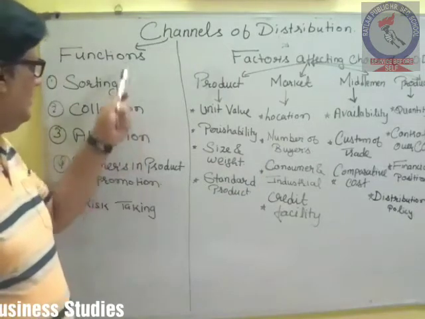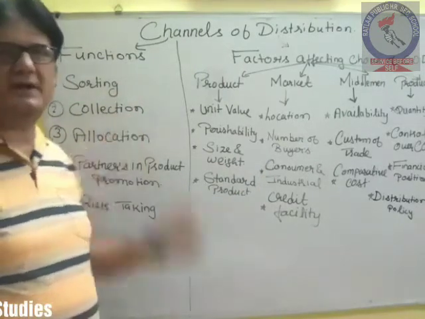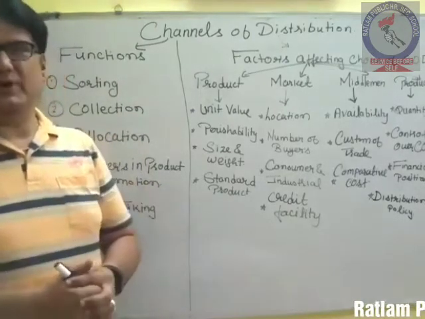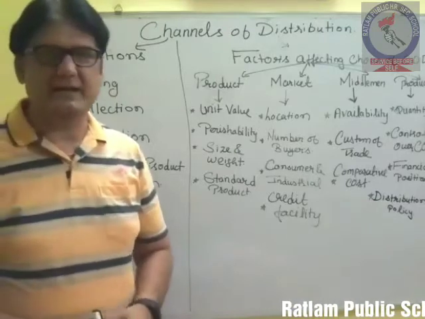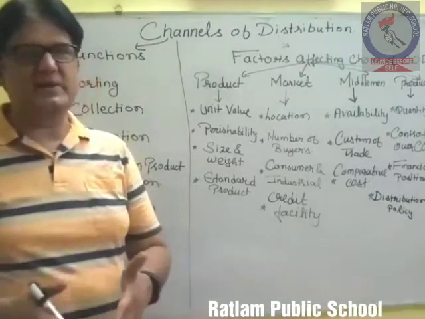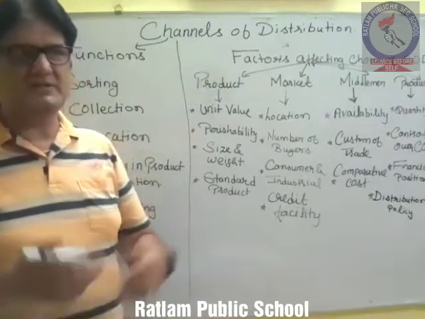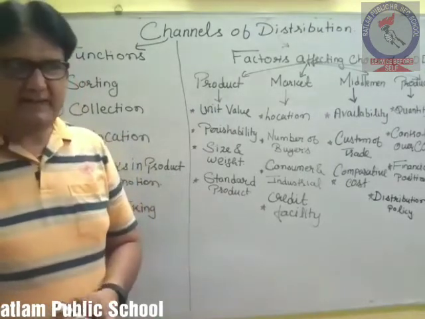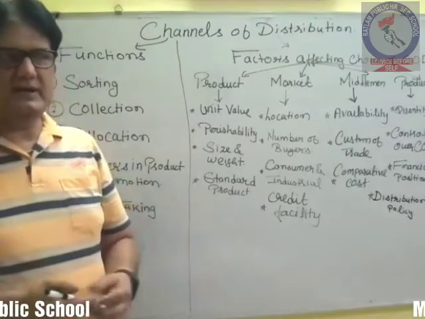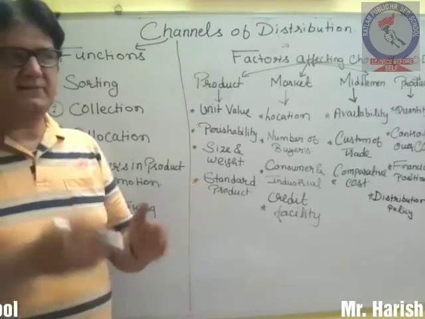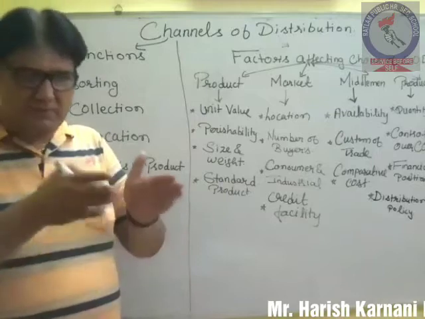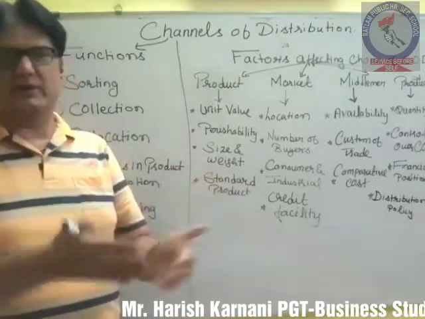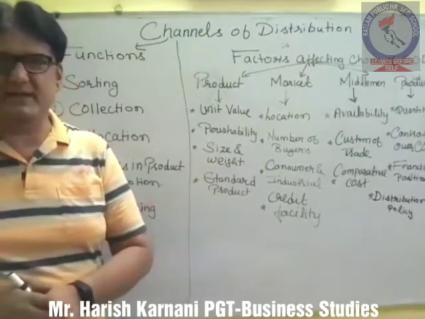The functions of the channel of distribution are, first, sorting. Sorting means categorizing the product into different categories: category A, category B and category C. You purchase the product in bulk quantity from the producer, and then you separate the different types of products from the same lot and give them quality A, quality B and quality C.